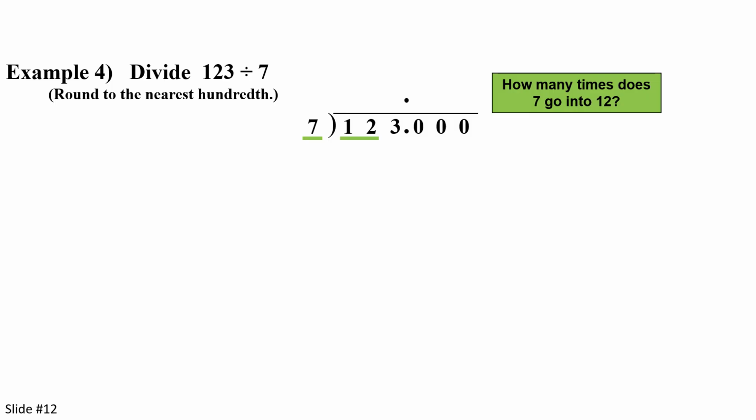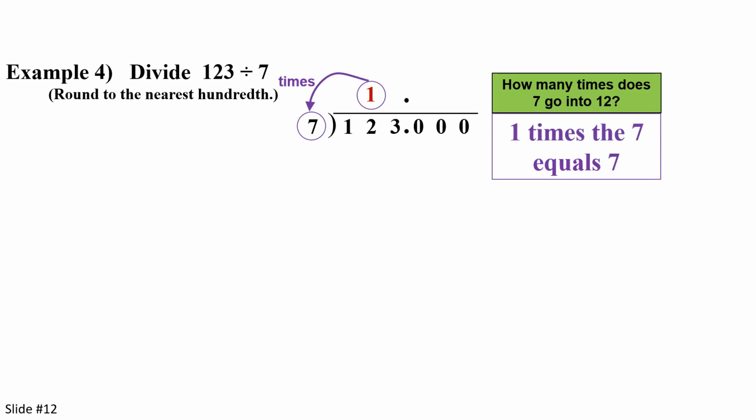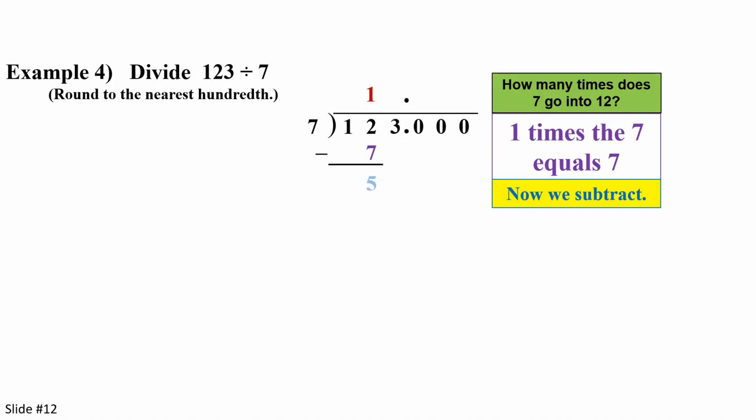So we start with the same thing. How many times does 7 go into 12? 7 goes into 12 one time. 1 times 7 equals 7. Now we subtract. Bring down the 3. Now, you notice it looks the same as we did before, except we're just going to continue on past the decimal point. We slid the decimal point up, so we don't have to worry about the decimal point anymore. It's going to come out naturally in our quotient.